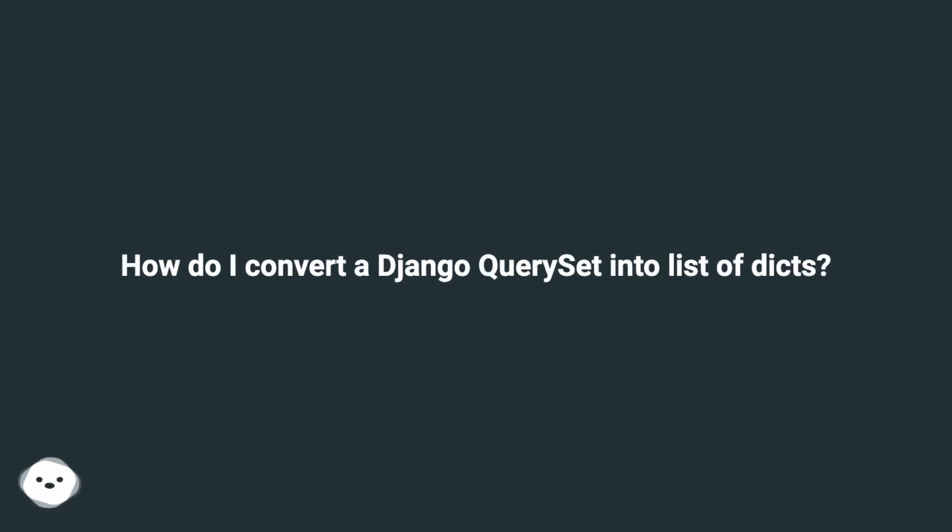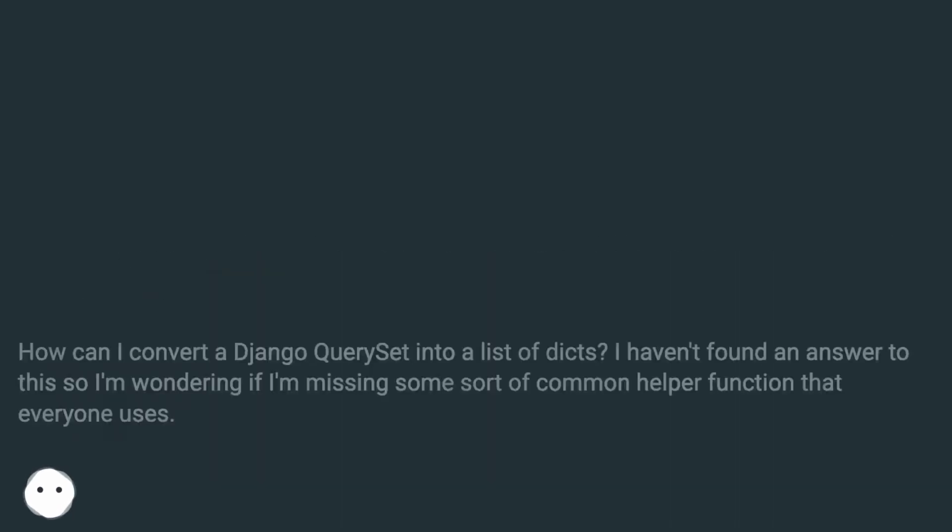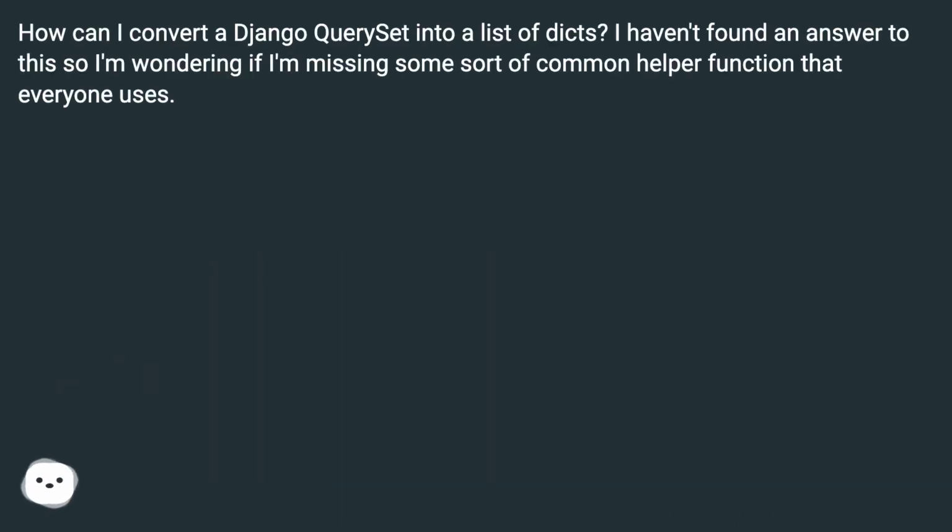How do I convert a Django query set into a list of dicts? How can I convert a Django query set into a list of dicts? I haven't found an answer to this, so I'm wondering if I'm missing some sort of common helper function that everyone uses.